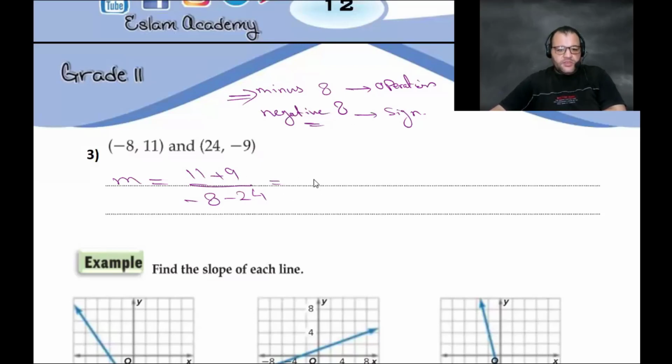So 11 plus 9, which is 20, divided by negative 8 minus 24, which is negative 32, divided by 4 equals 5, divided by 4 equals 8. So the slope will be negative 5 over 8.